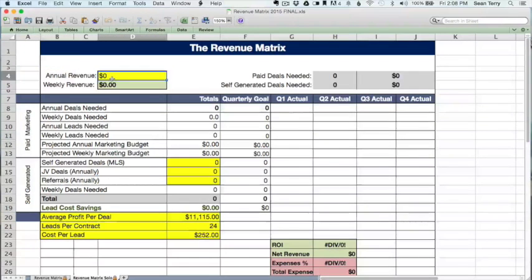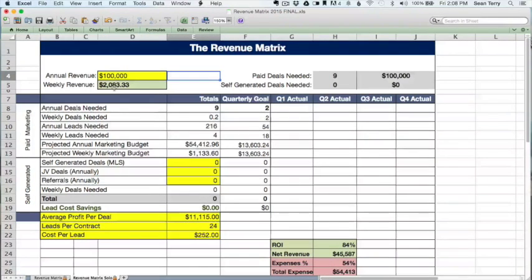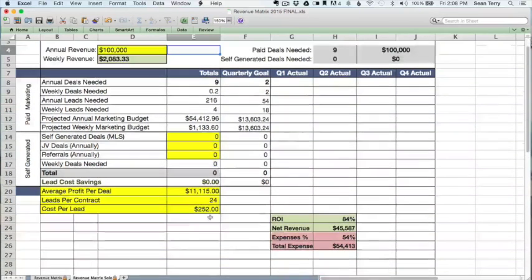See if you put in your annual revenue. So let's say we're going to do 100,000 in revenue. What happens? This shows us that we have a weekly revenue and we've got to do 9 deals, assuming our average profit deal is 11,000. Now, we talked about previously the key performance indicators, and these are the major key performance indicators that will make a dramatic difference to your bottom line.